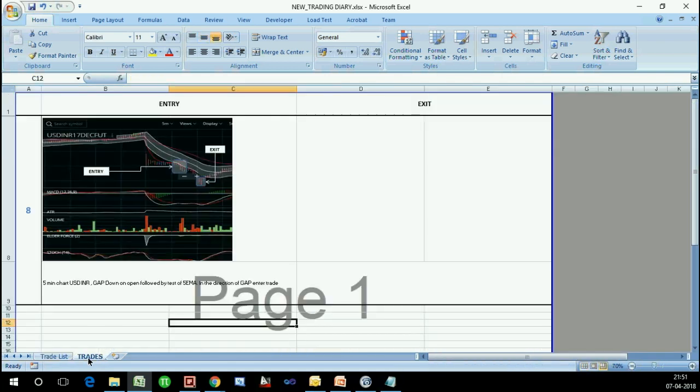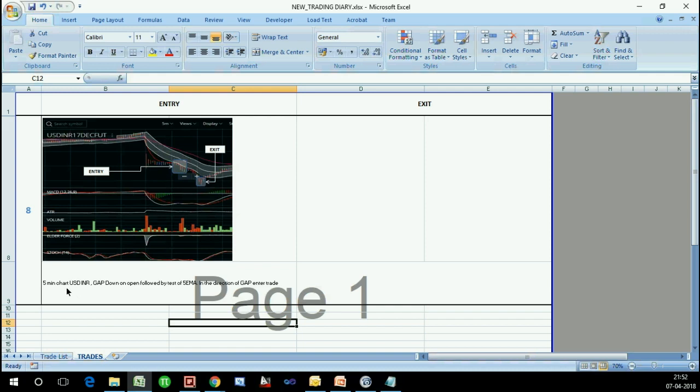One more thing is, if you see the second sheet, I documented many trades. This is not the complete sheet. Again, I'm saying I documented many trades. This was a USD INR trade. I took an intraday entry at this level. I went short and exited at this level. This was a very perfect trade. I could get the bottom here.